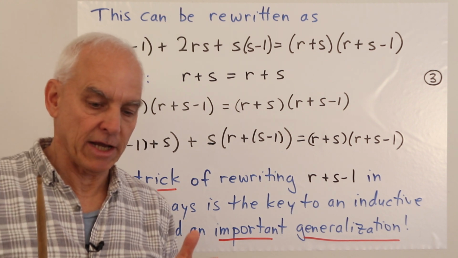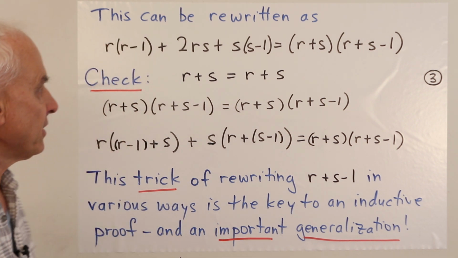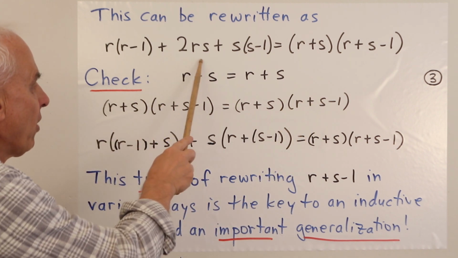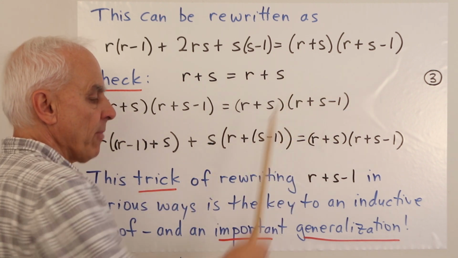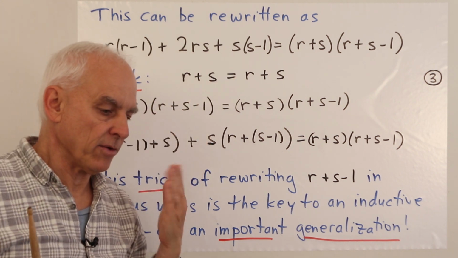Well, the first thing we might like to do is to clear the denominator of that 2 factorial that appears in some of the terms. So if we multiply by 2, then we get r times r minus 1 plus 2rs plus s times s minus 1 equals r plus s times r plus s minus 1. Now, it's easy enough to expand both sides and see that they're the same.